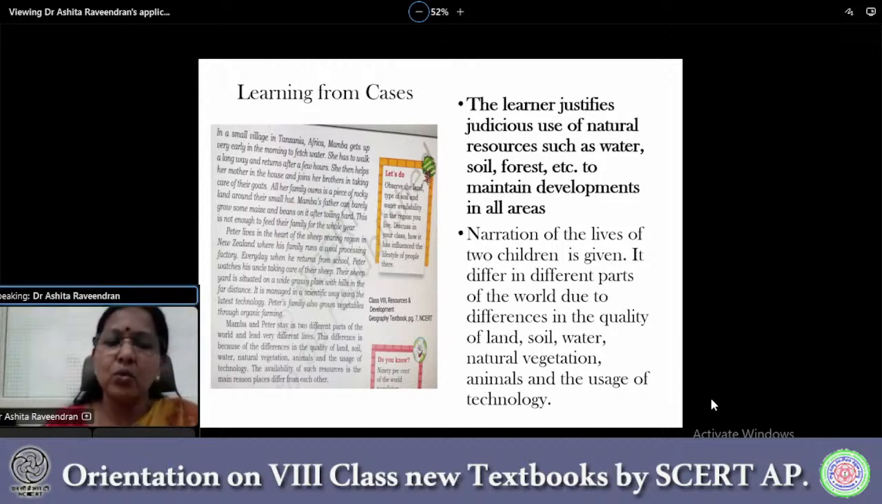So one is from Africa and the other is from New Zealand, two different parts of the world, with entirely different lives covered. Why is there a difference, and what is the difference in the quality of land, soil, water, natural vegetation, and how the usage of technology is different? From the narration, the child understands that there are many differences between regions with respect to resources and the developments that happen in these areas.